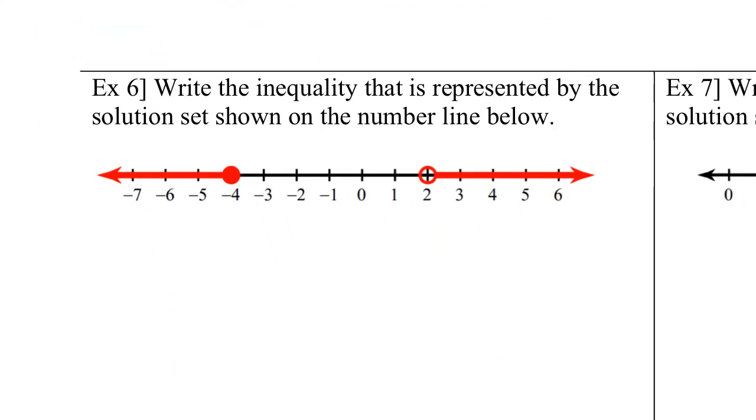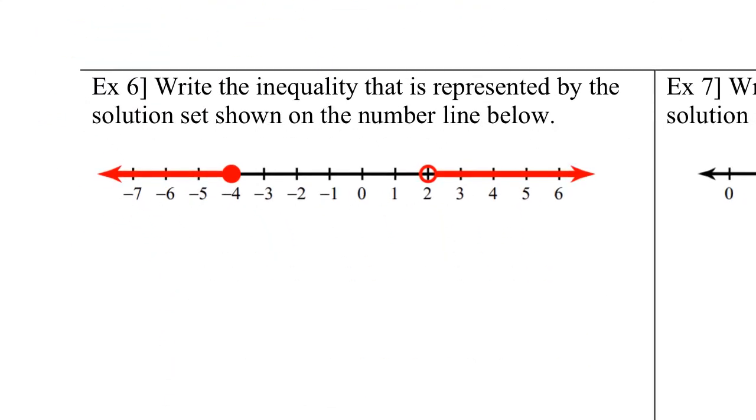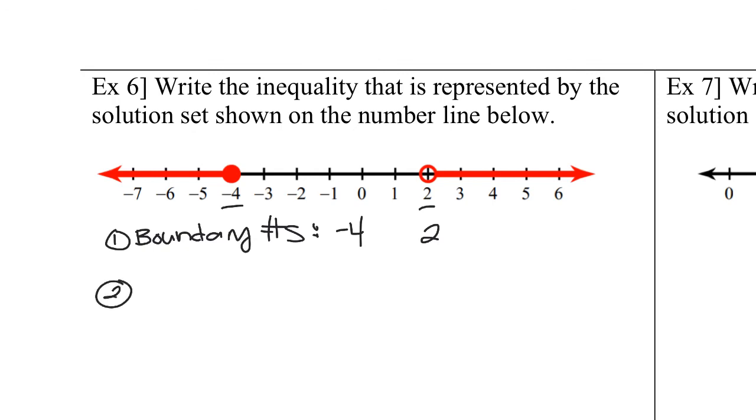So number 6, write the inequality that is represented by the solution set shown on the number line below. So now I'm just trying to write this in an algebraic form. So my first step, I'm going to look for my boundary numbers. So the first boundary number I see is -4, and then I also see a 2. The second thing I need to see as well, is it a combined inequality or is it two separate? So since these are two separate, that means that I'm going to have that or inequality. So I'm going to have two inequalities separated by the word or.